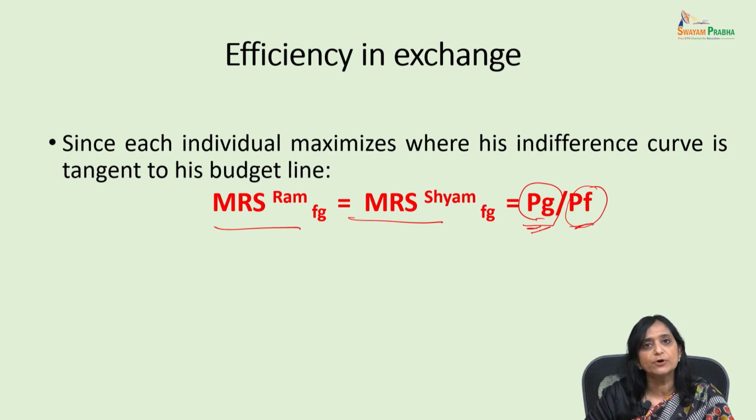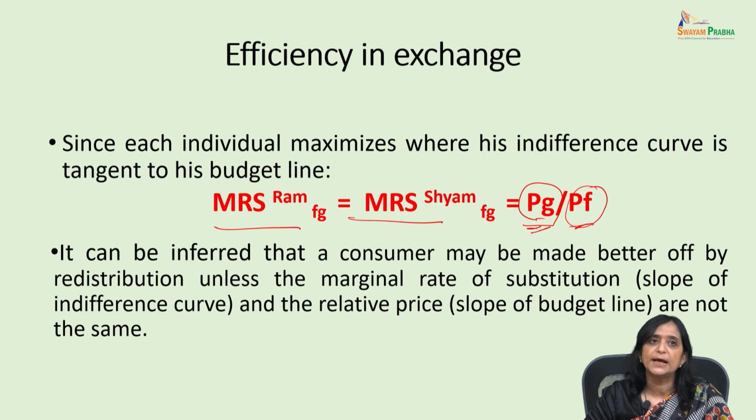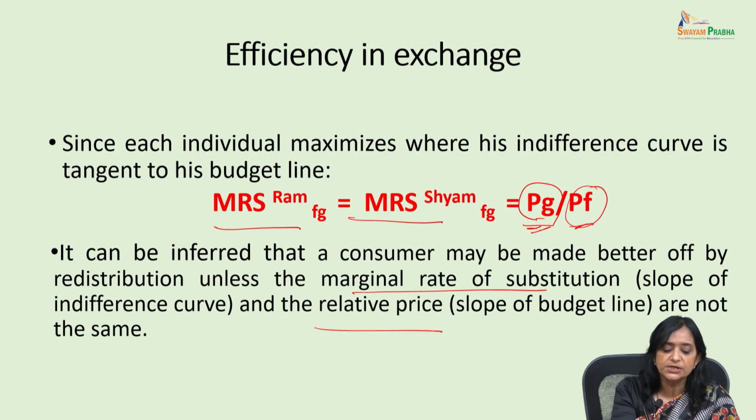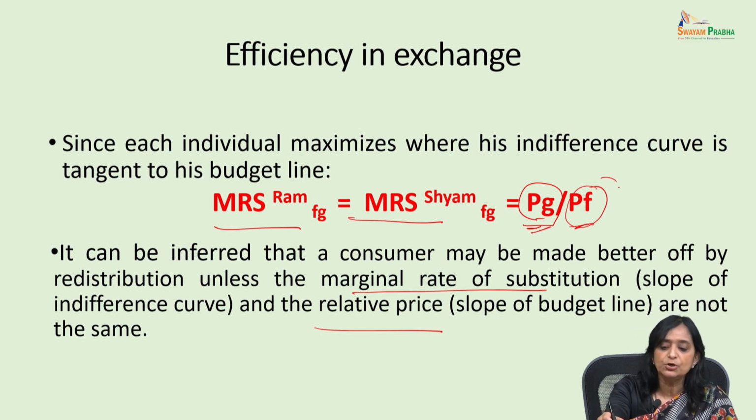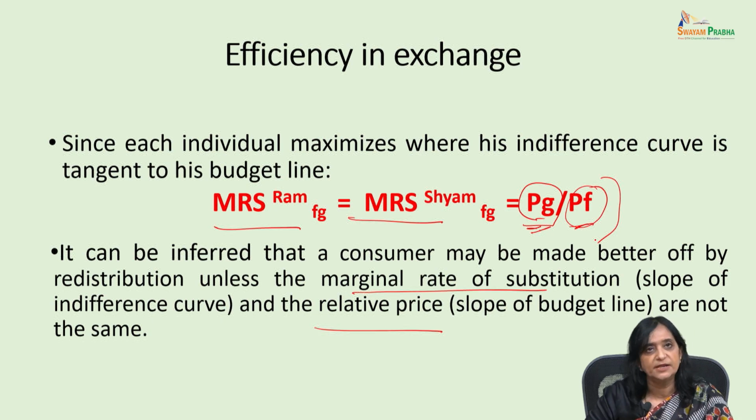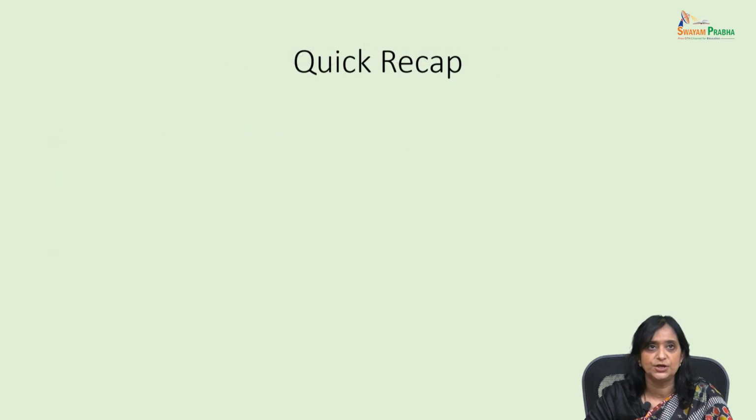So the equation for the efficiency of exchange becomes: the marginal rate of substitution for both the consumers becomes equal to the ratio of the prices of these two goods. So it can be inferred that a consumer may be made better off by redistribution unless the MRS, that is the slope of the indifference curve, becomes equal to the relative price of the goods. So when they become equal, we say that we have an efficiency in exchange.